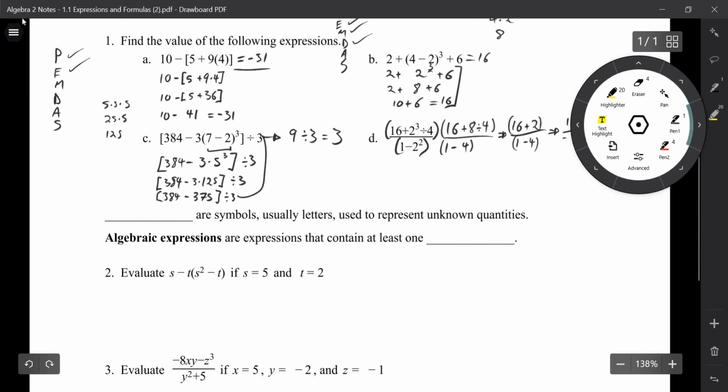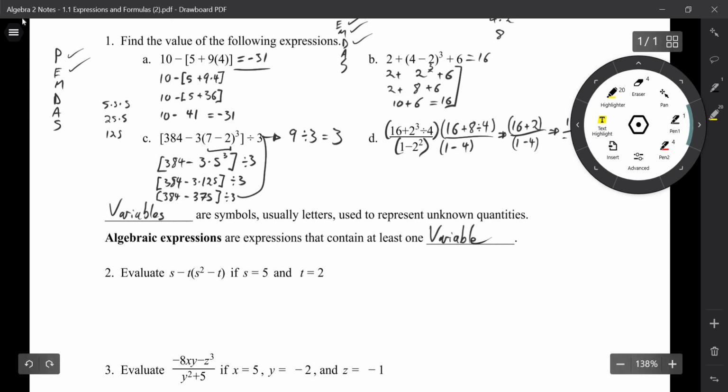All right, a few notes here. Blank are symbols, usually letters, used to represent unknown quantities. There are some symbols that we can use in algebra. The most easily identifiable one here would be pi. So they're not always letters. They can be symbols to represent a very specific number. But in most cases, in algebraic expressions especially, we're looking for variables. Variables are symbols, usually letters, used to represent unknown quantities. Algebraic expressions are expressions that contain at least one variable.